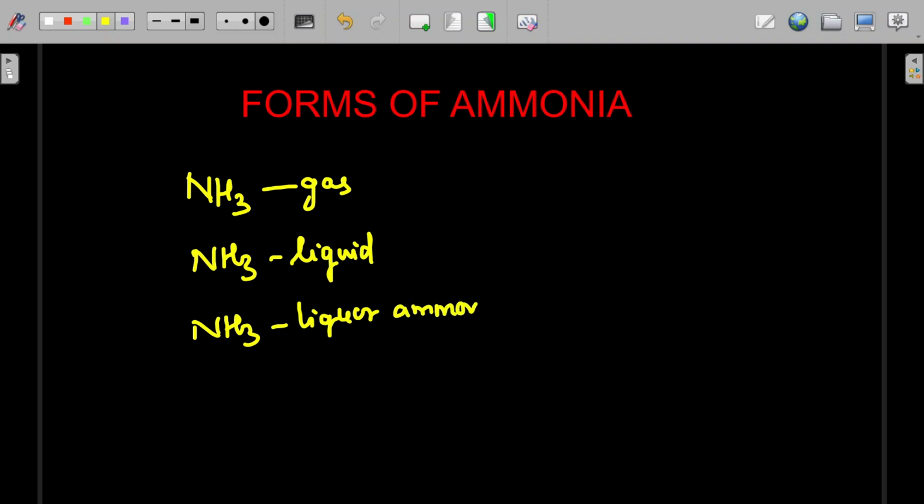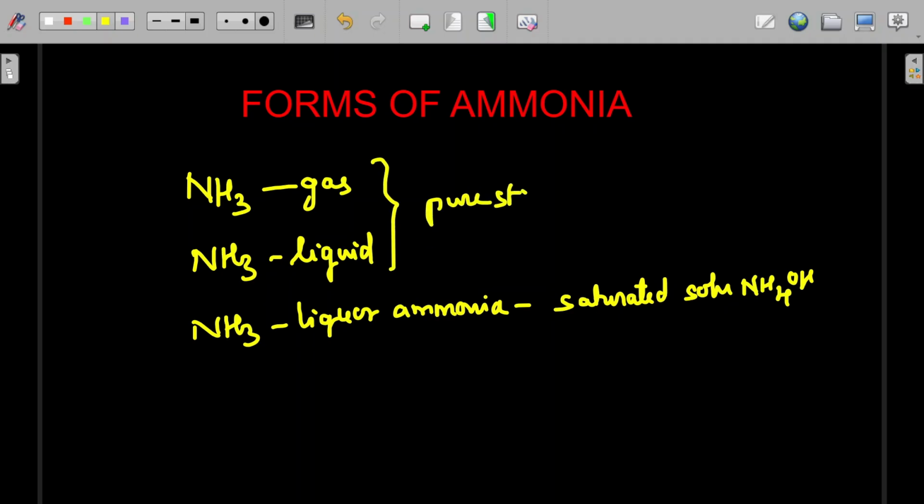Liquor ammonia is nothing but a saturated solution of ammonia in water, that is NH4OH. Whereas liquid and gaseous ammonia are pure states, meaning they do not contain water. Just like HCl, they also will not change the color of litmus unless it is moist. Okay, so these are the different forms of ammonia.